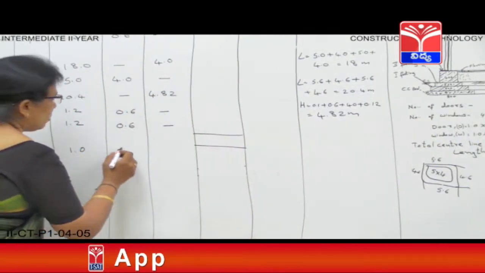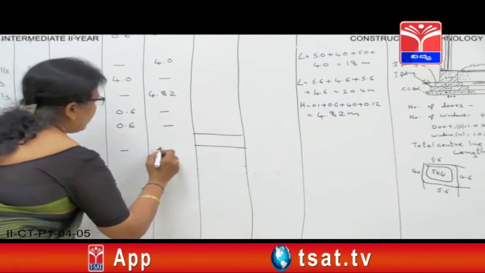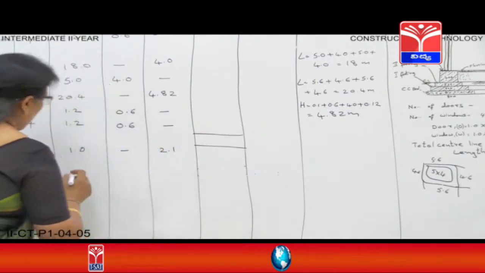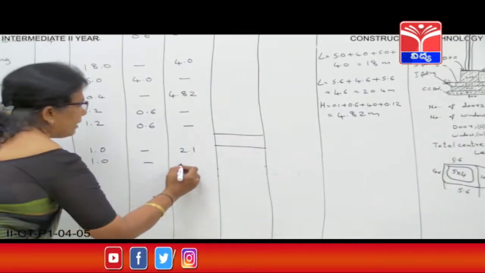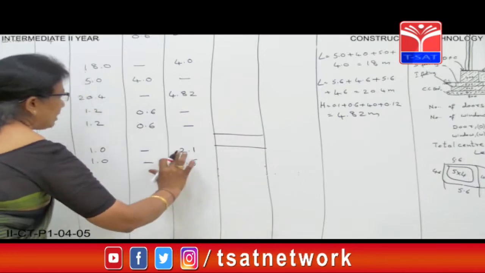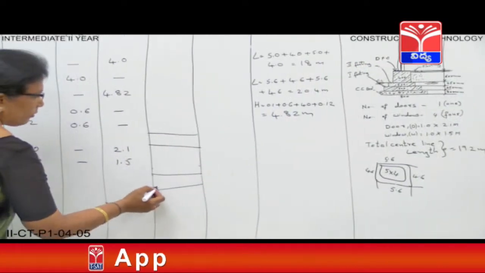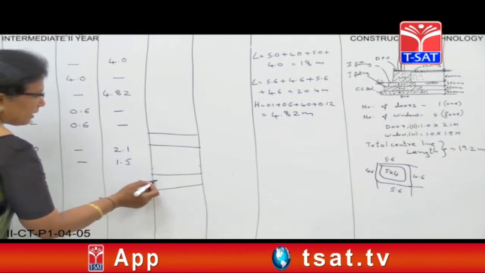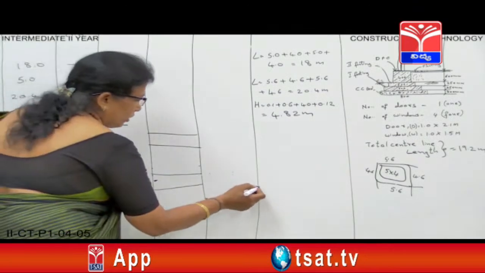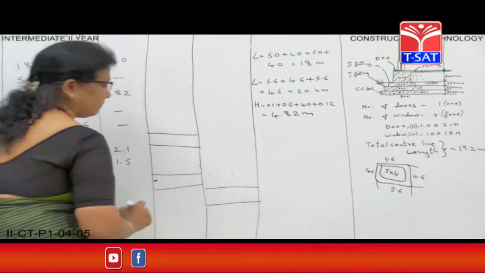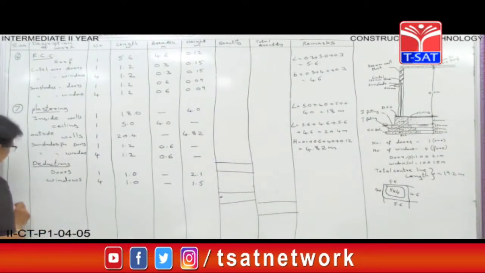That is 1.0, and breadth you don't have anything. Just height is 2.1. And window length is 1.0, breadth you don't have, height is 1.5. Multiply all. Write this in the deduction column. You will get this as a minus value. From this answer you remove this and write the total quantity. We'll do the calculation.